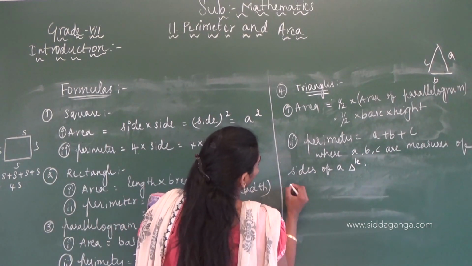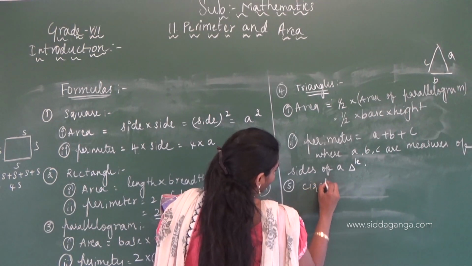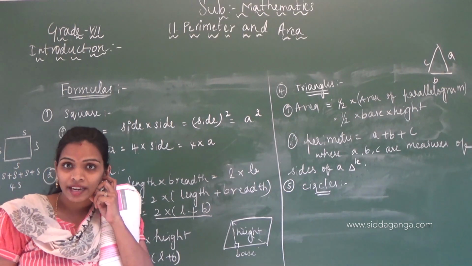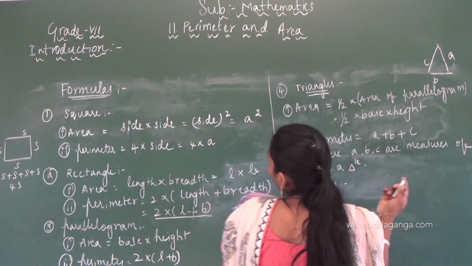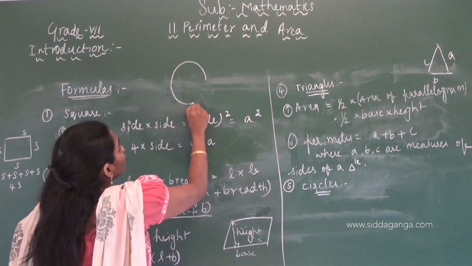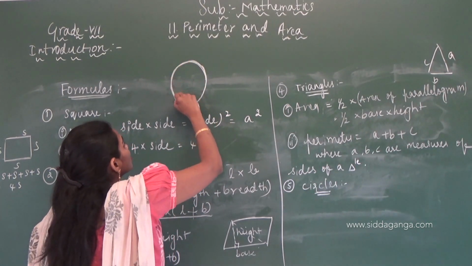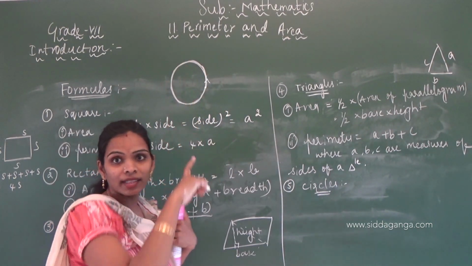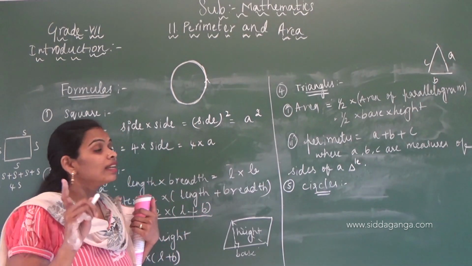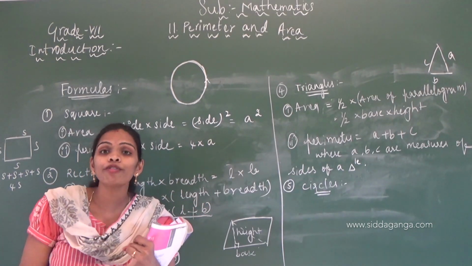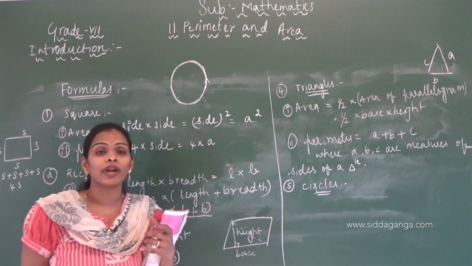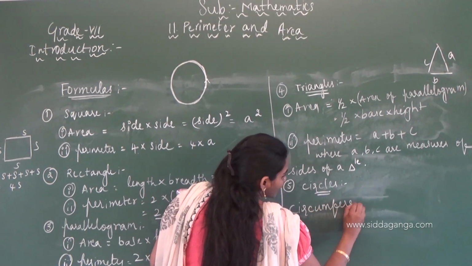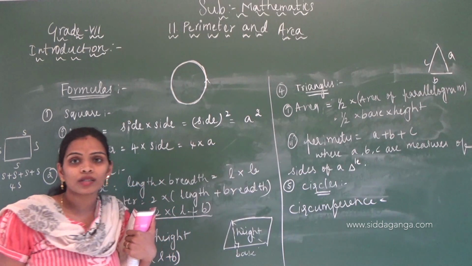And then in the case of circles, this is new for you people. In the case of a circle, the total boundary length covered by the circle is known as circumference. The perimeter of a circle is known as circumference.